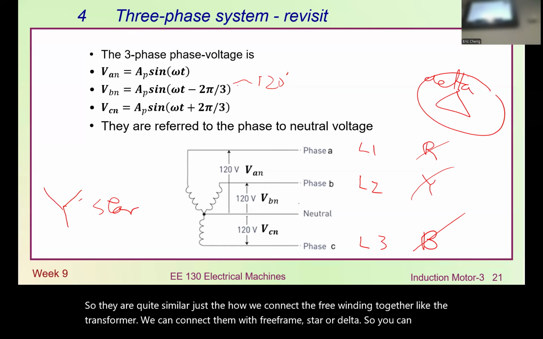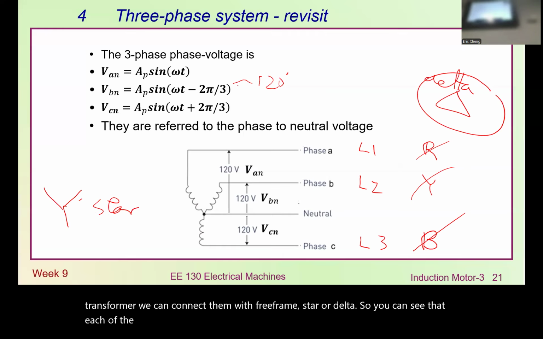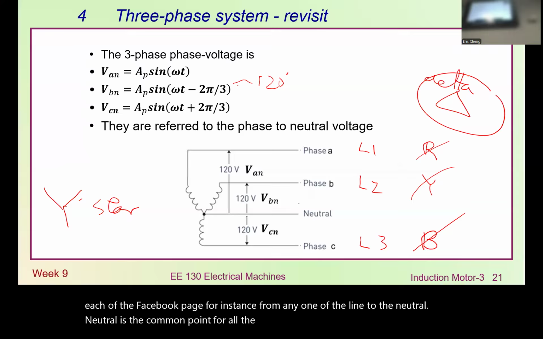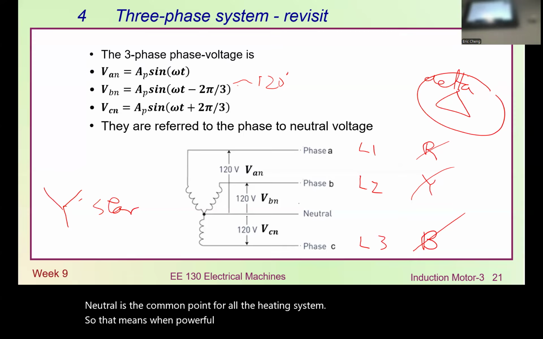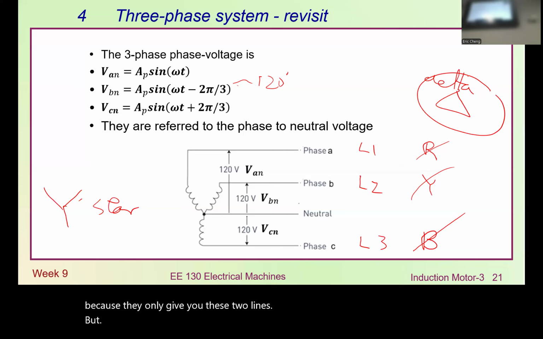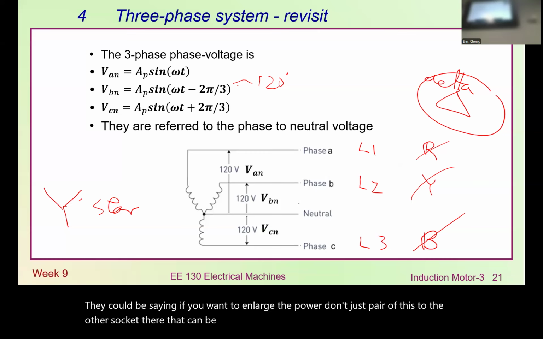So you can see that each phase voltage, for instance from any one of the lines to the neutral, is the common point for all the three-phase systems. That means the power point we measure in here is the phase voltage, because they only give you these two lines. Although this room is on any one of the phases, another room, another building, could be on another phase. So if you want to enlarge the power, don't just parallel this to the other socket there.